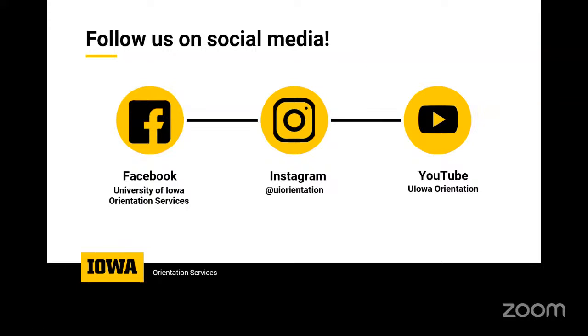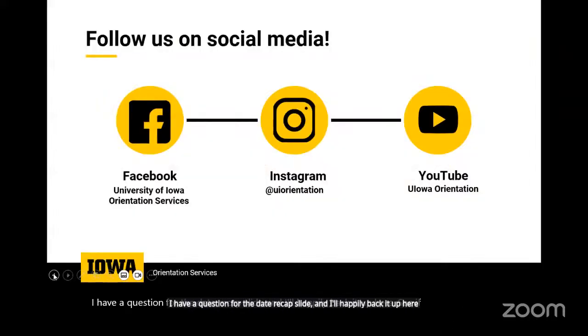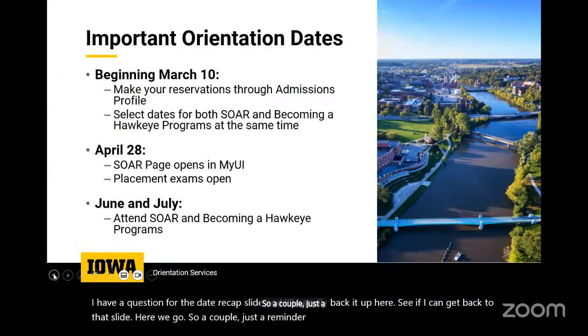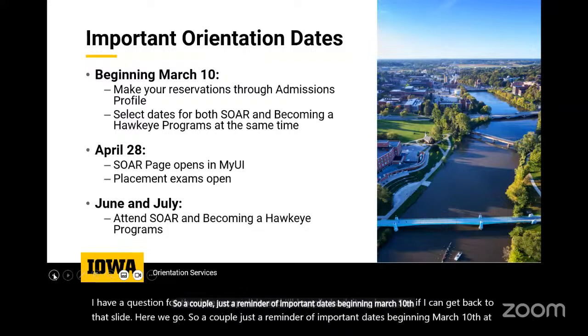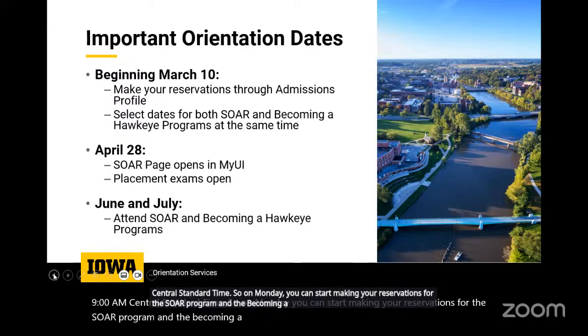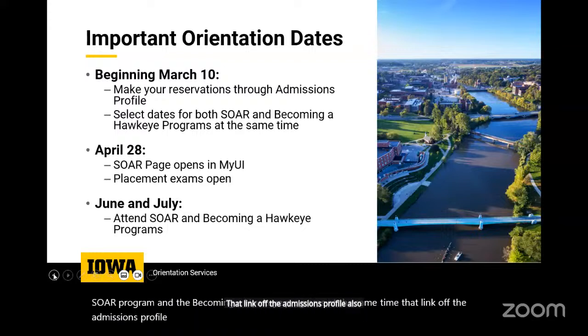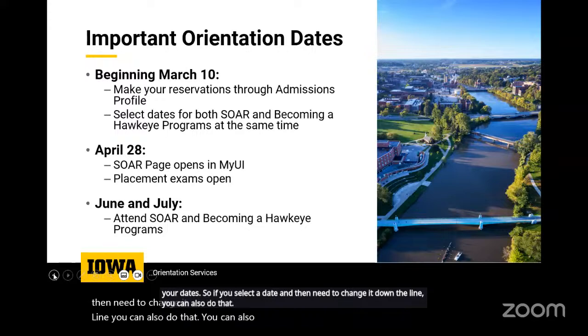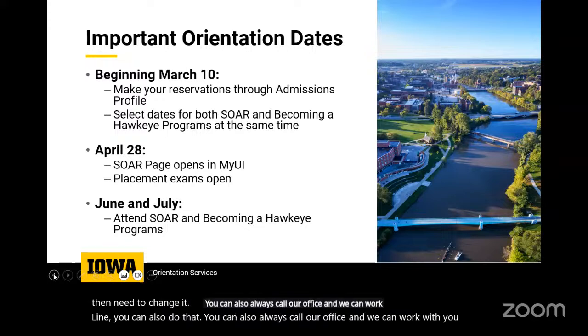I have a question for the date recap slide, and I'll happily back it up here, see if I can get back to that slide. Here we go. So just a reminder of important dates beginning March 10th at 9 a.m. Central Standard Time. So on Monday, you can start making your reservations for the SOAR program and the Becoming a Hawkeye programs at the same time. That link off the admissions profile also allows you to go back in and edit your dates. So if you select a date and then need to change it down the line, you can also do that. You can also always call our office and we can work with you to adjust dates if that's necessary.